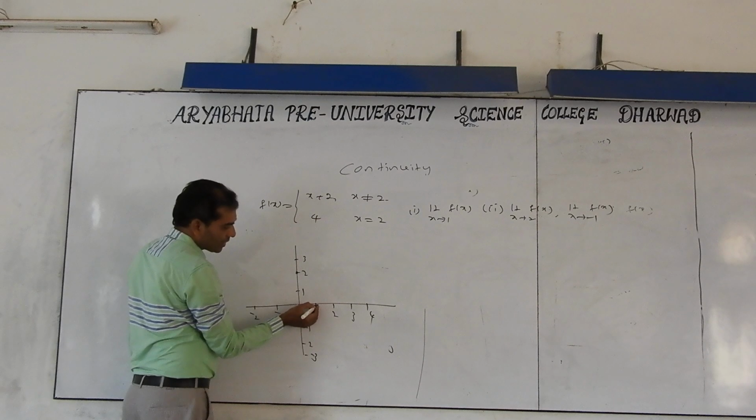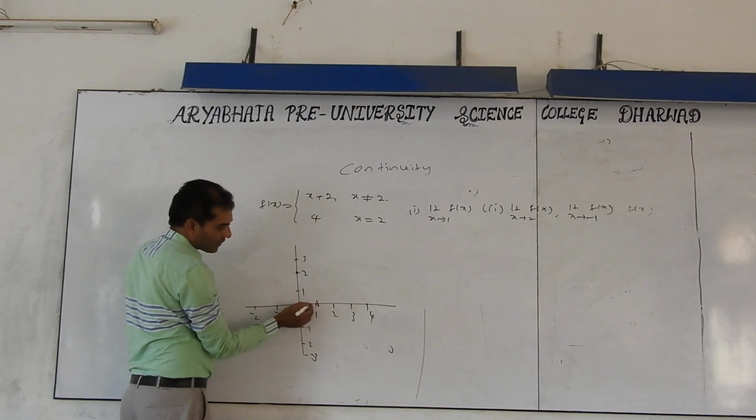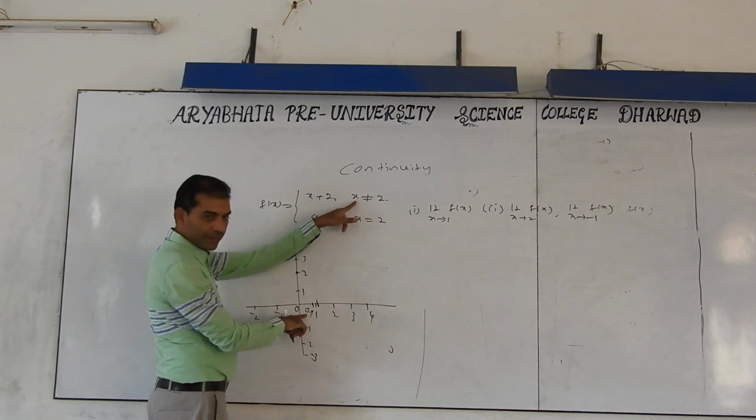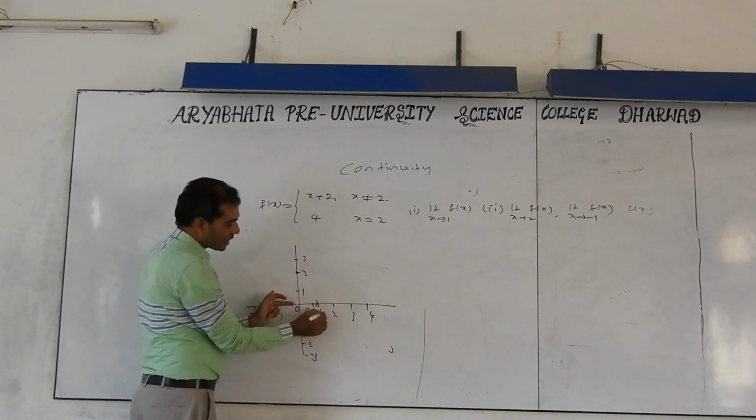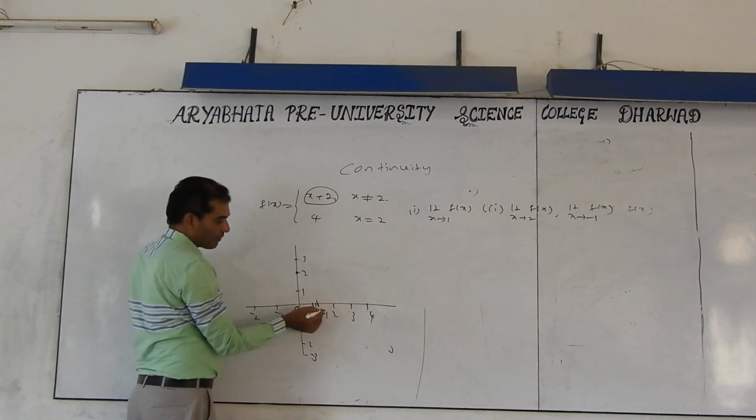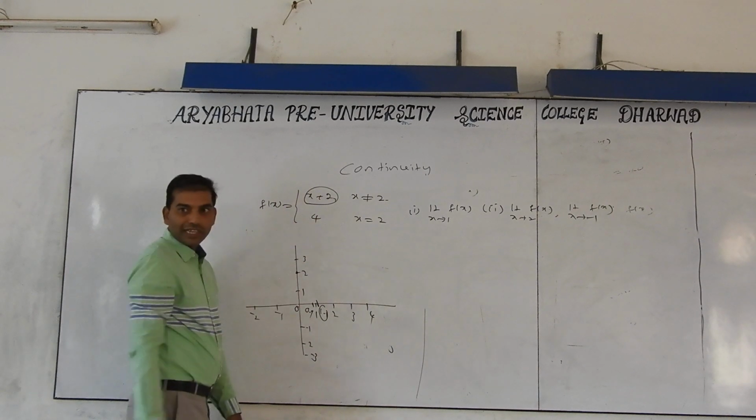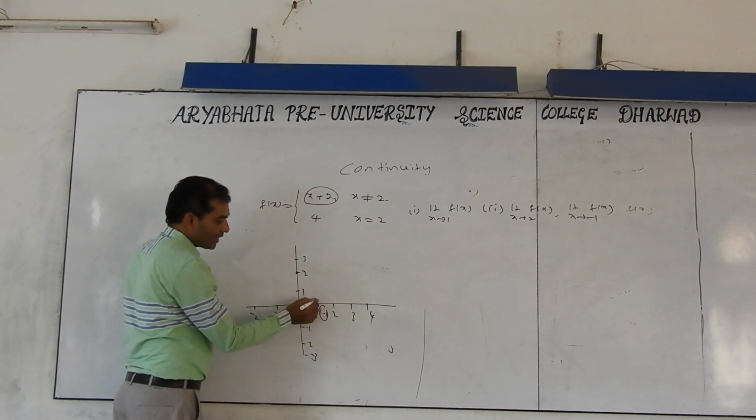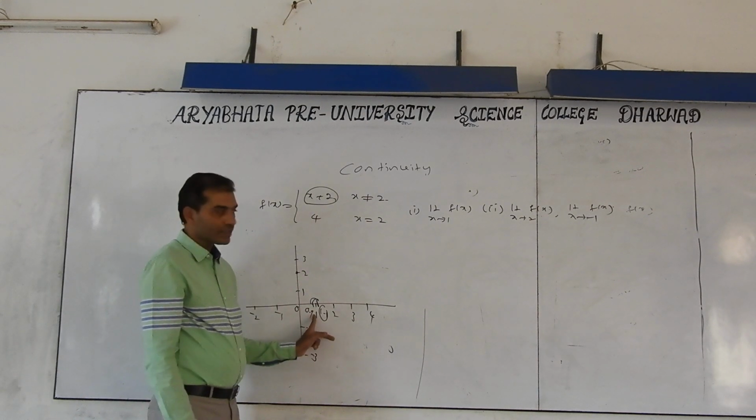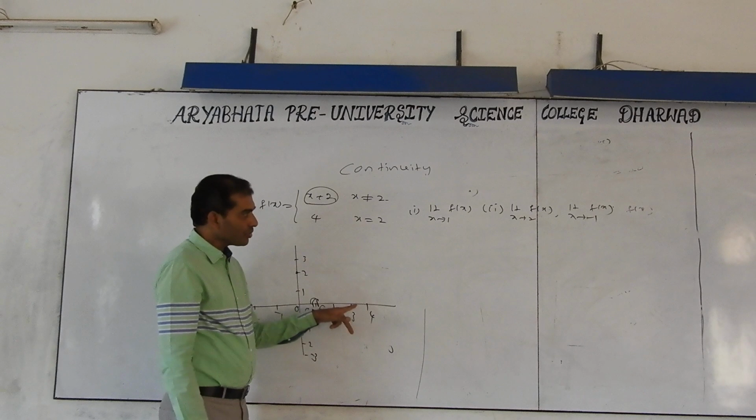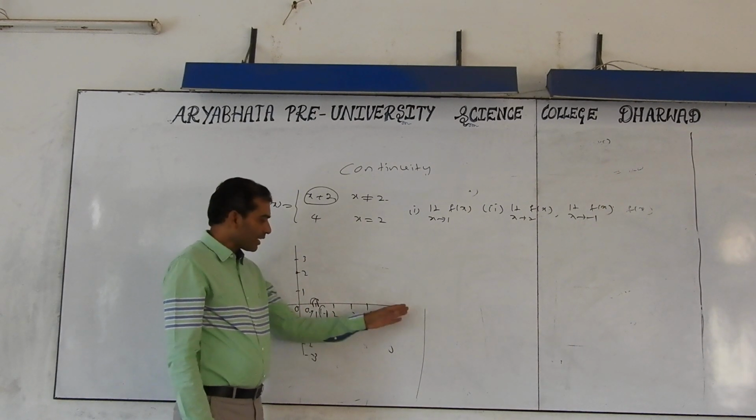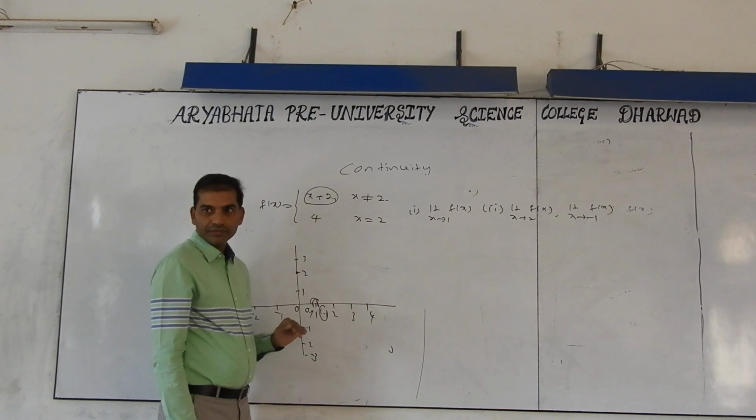Right neighborhood is 1.1. Left neighborhood is 0.9. 0.9 comes under this interval only. 1.1 also comes under this interval only. So for 0.9 the function is x plus 2, and for 1.1 the function is also x plus 2. Means left and right both have the same function, so it is not changing at 1. Also 2, also 3, also minus 1. Everywhere in the real numbers it is not changing.